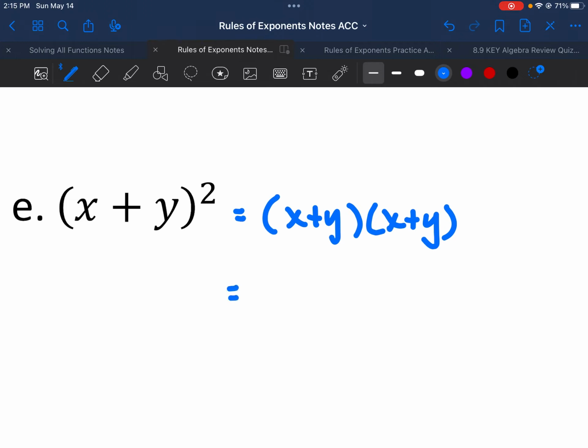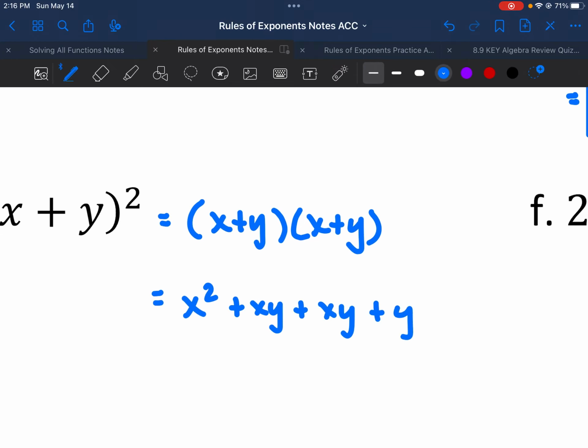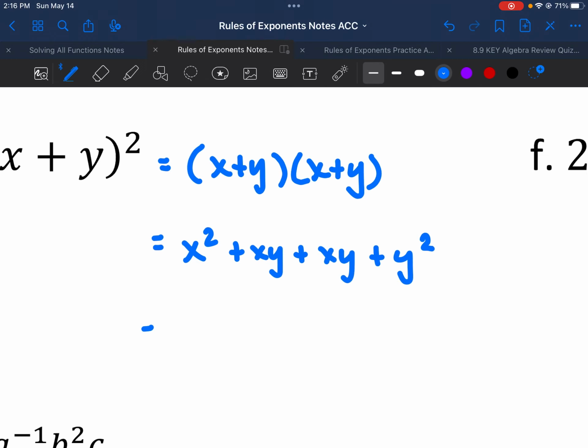Okay, so x times x is x squared, x times y, xy, y times x, it's going to be xy again, y times y, that's going to be y squared. Okay, so this will be x squared plus 2xy, there's 2 xy's, plus y squared.